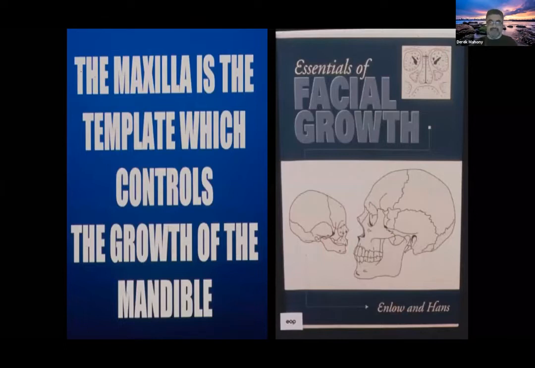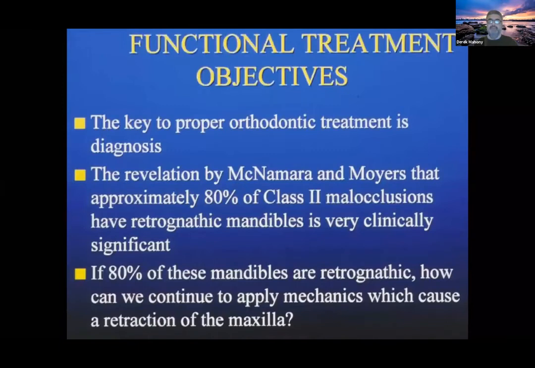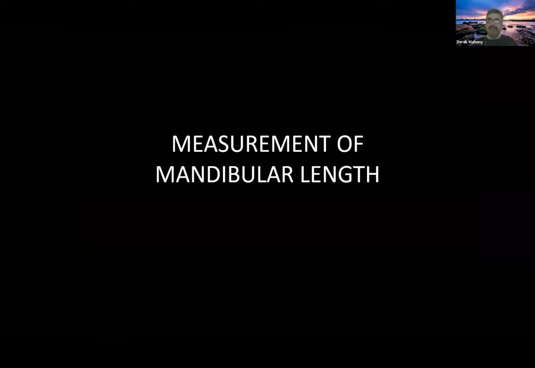So as I said, unifascial orthopedics, functional jaw orthopedics: the key to proper orthodontic treatment is the diagnosis. If you look at the research of McNamara and Moyers on class 2, they show that 80% of class 2s actually have retrognathic mandibles. So if we know that, I don't think we can continue to apply retractive forces on all our class 2s. For class 2As, absolutely, I think that's the treatment of choice. But how do you know?